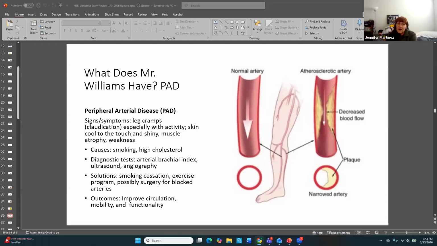So we can do an ankle-brachial index. We can do ultrasounds. We can do angiographies. And then some of the solutions: if they smoke, we want them to quit smoking. We want to put them on an exercise program. And if any of these arteries are really blocked, then of course we can do surgery to unblock those arteries, put stents in, filters. The goal, or the outcome, is, of course, to improve circulation, mobility, as well as functionality.